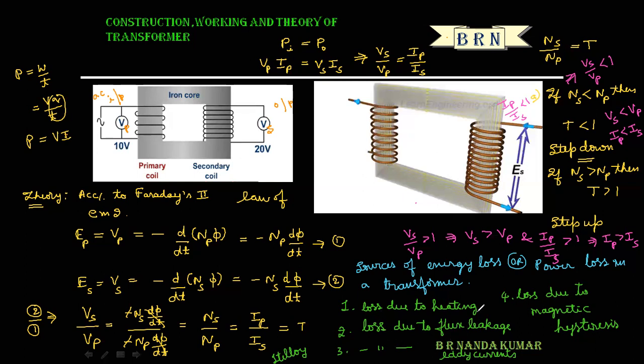Okay, so these are some very important sources of energy loss in a transformer: loss due to heating, loss due to flux leakage, loss due to eddy currents, loss due to magnetic hysteresis. Energy loss due to heating can be minimized by using thick wires of considerably low resistance. The loss due to flux leakage can be minimized by using a shell type core. Loss due to eddy currents can be minimized by using a laminated core. Loss due to magnetic hysteresis can be minimized by using alloys.